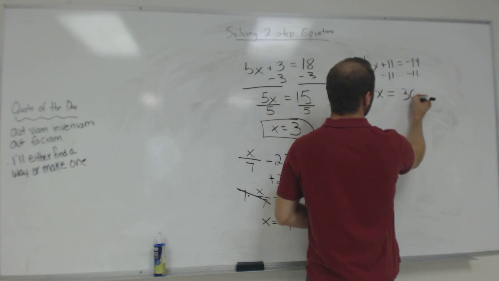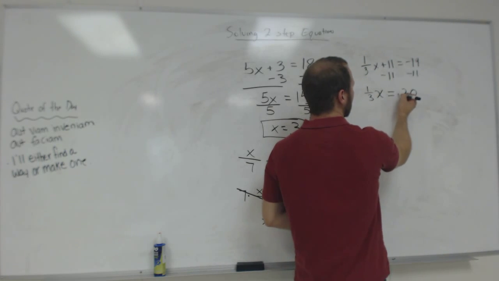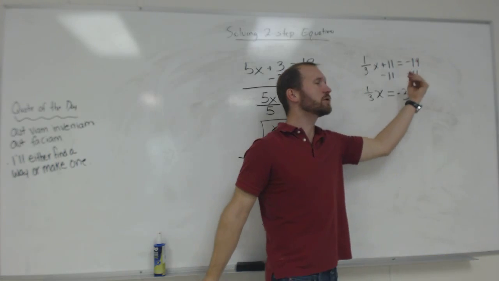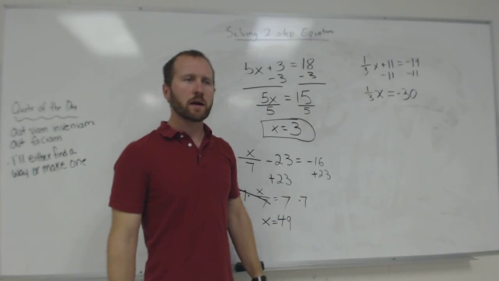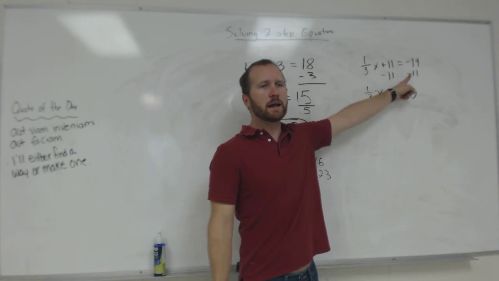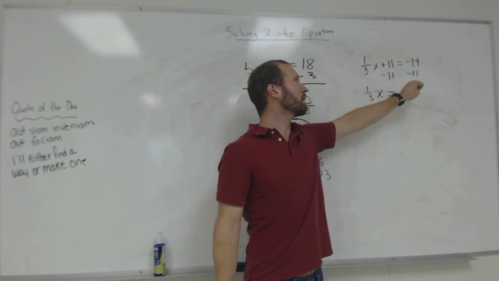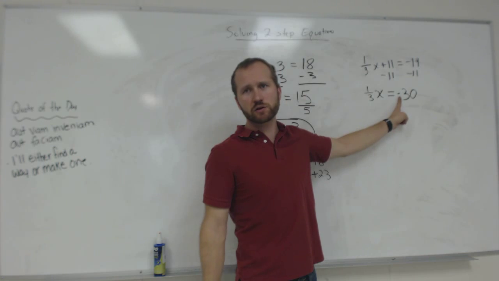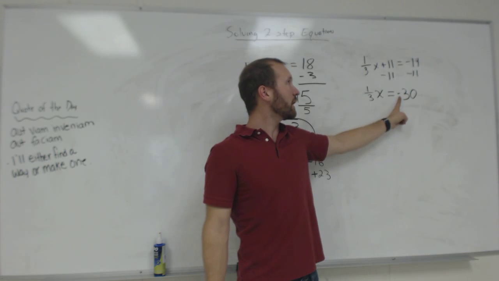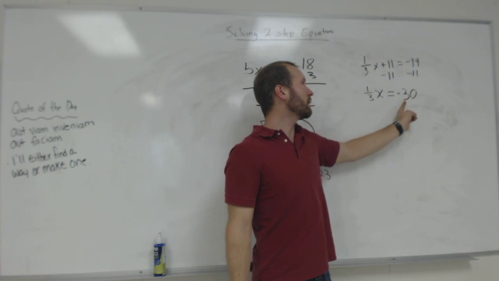Is it positive or negative? Yeah, I'm adding together two negative numbers, right? Subtraction means adding a negative. So I'm combining together, I'm adding together two negative numbers. I'm going to get a larger negative number. Negative 19 minus 11 is negative 30.